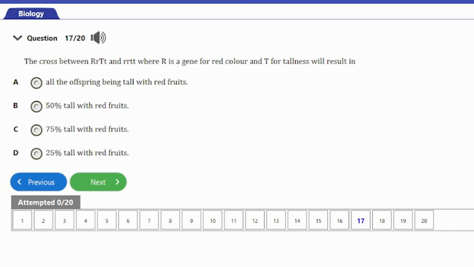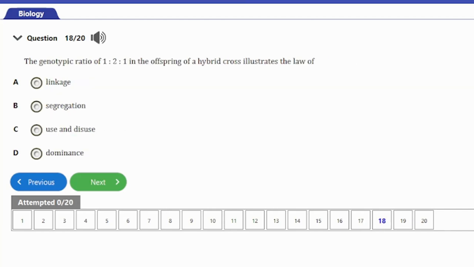So guys, the answer to this question will be 25% tall with red fruits. So when you analyze these, crossing the hybrid genes using the Punnett square method, it's just the easiest way to go about this, and then you have the probability here that 25% of the plants will be tall and red colored. So that's it for that question, guys. Let's consider the next question, question number 18.